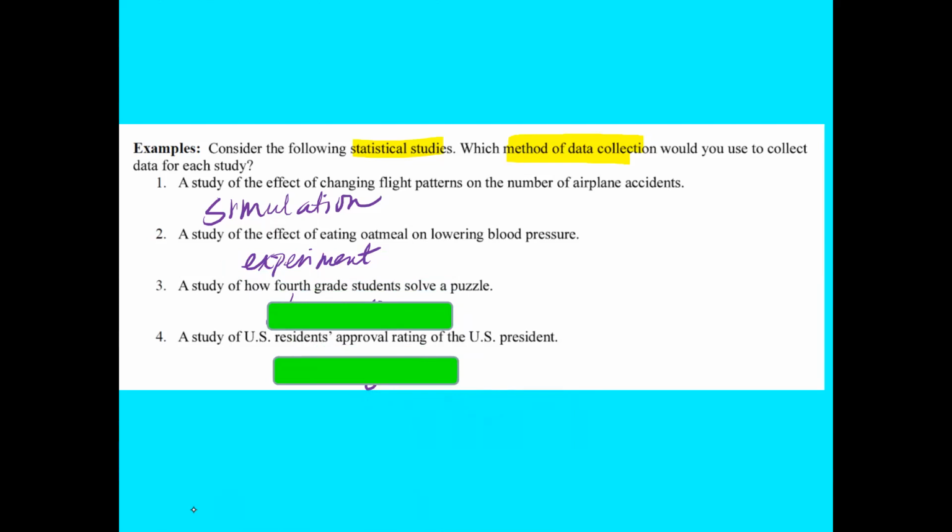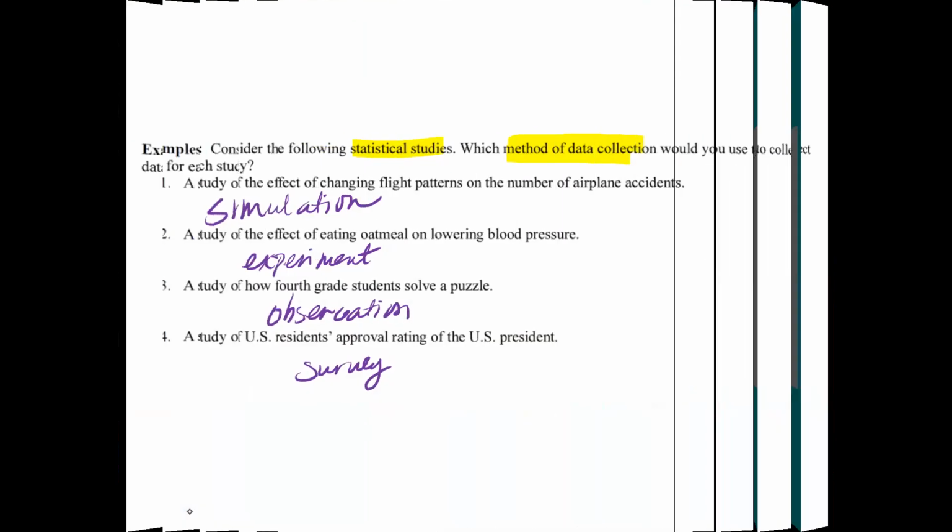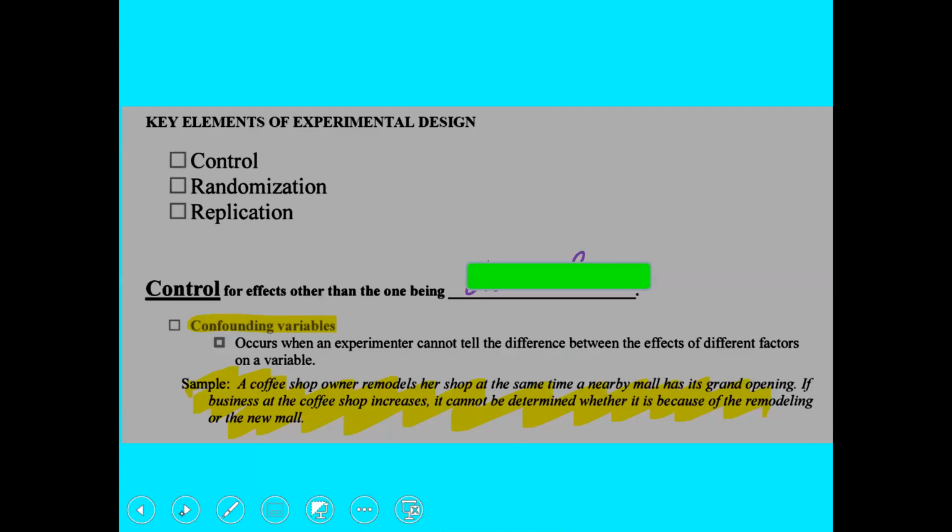So the control will not eat any oatmeal, but the people who are not part of the control group will be served daily oatmeal. A study of how 4th grade students solve a puzzle, that will be observation. A study of U.S. resident approval rate of the U.S. president, that will be survey. All right, control for effect of other than the one being observed.